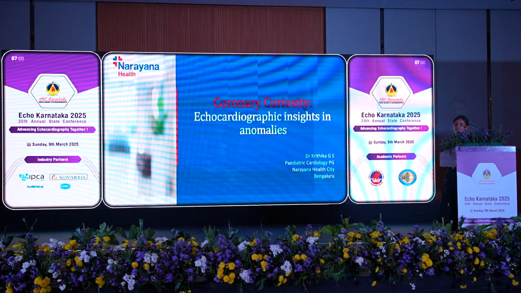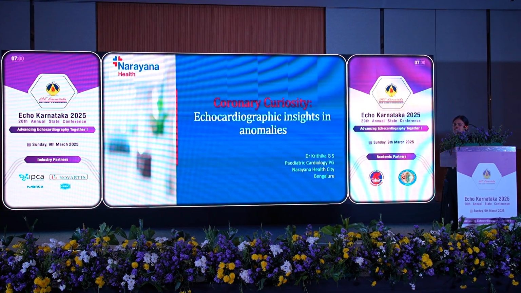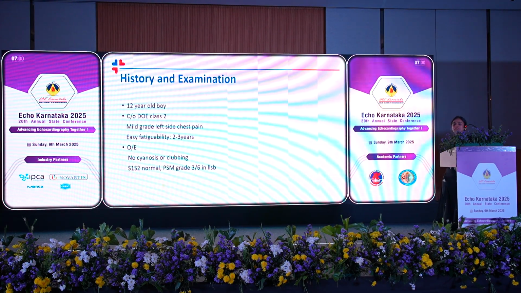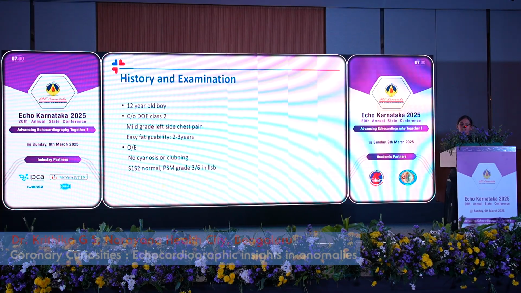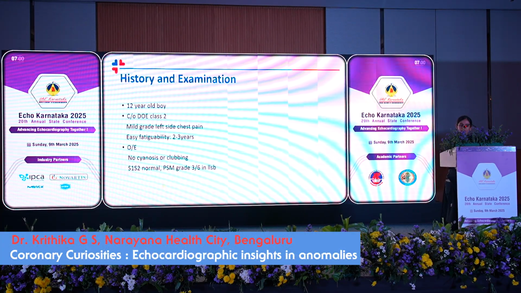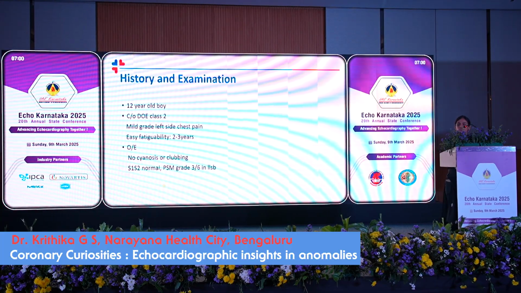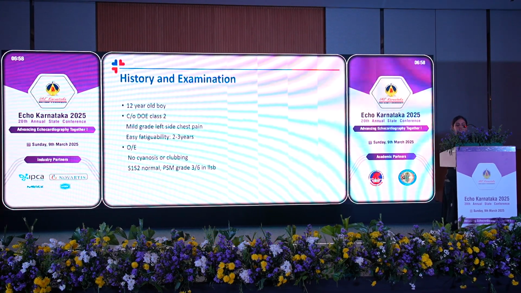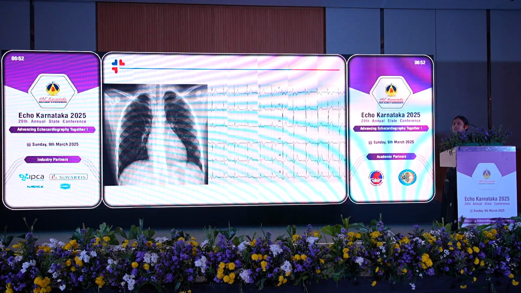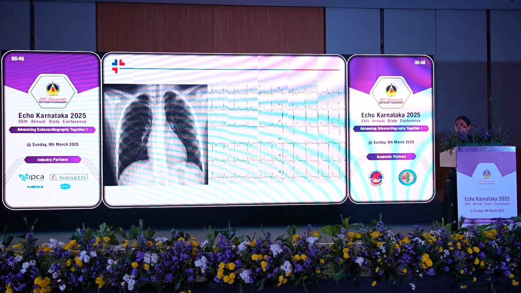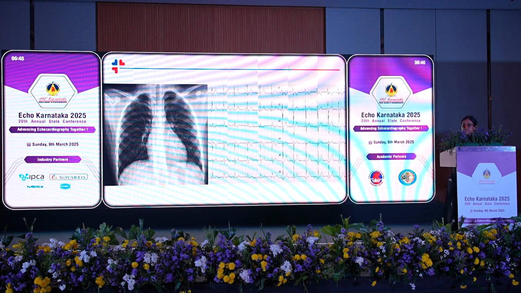I will be presenting coronary curiosity, echocardiographic insights in anomalies. So here we had a 12-year-old boy who came to us with complaints of dyspnea class 2, mild grade left-sided chest pain, and easy fatigability since 2 to 3 years. On examination, he did not have any cyanosis or clubbing, and he had a pansystolic murmur, grade 3/6, in his left lower sternal border. His X-ray and ECG were unremarkable. There was no cardiomegaly or any abnormal waves.